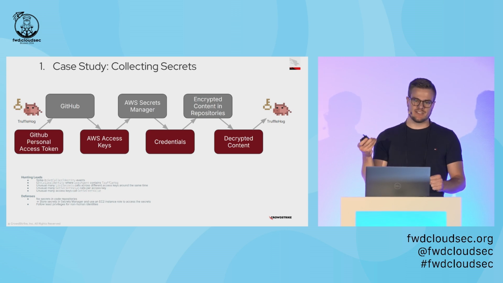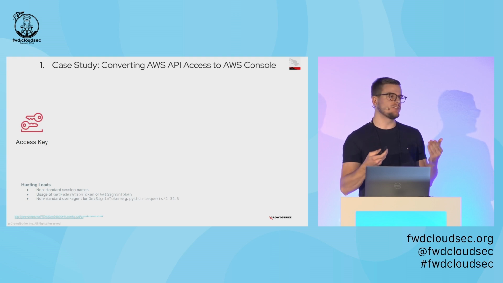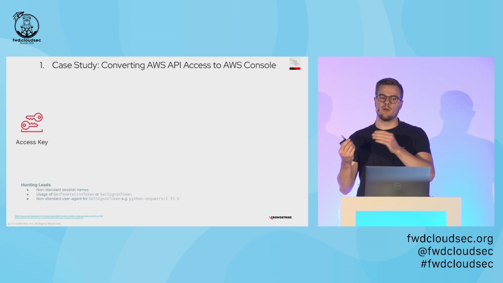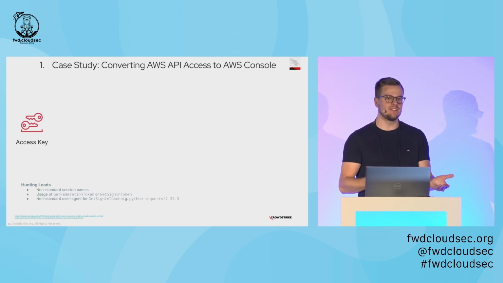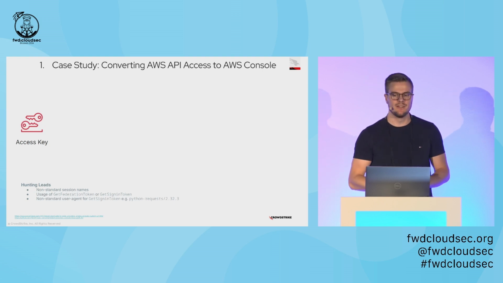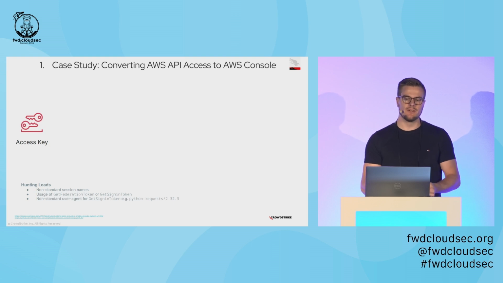The threat actor in this case hasn't been much of a command line person, which is why they used the technique to convert their permanent AWS API access, which they had via these AWS access keys, to AWS console access, which is basically what you have in the browser. The technique has been publicly implemented in NetSPI's AWS Consoler.